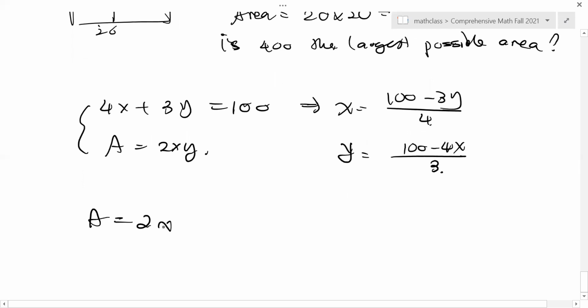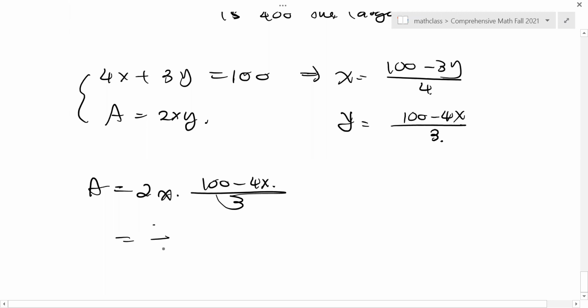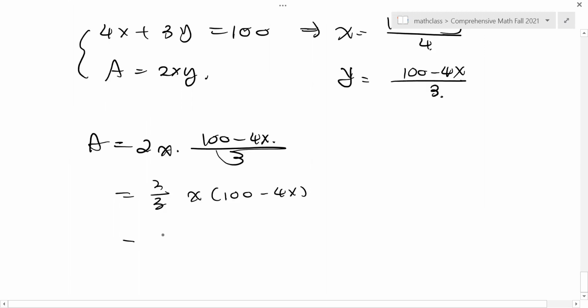So the area is going to be 2x times y, and y is 100 minus 4x over 3. So it's 2 over 3 times x times 100 minus 4x. I can even take a 4 out, so it'll be 8 over 3 times x times 25 minus x. Clearly x is positive, but x cannot be larger than 25, otherwise the area is going to be negative.